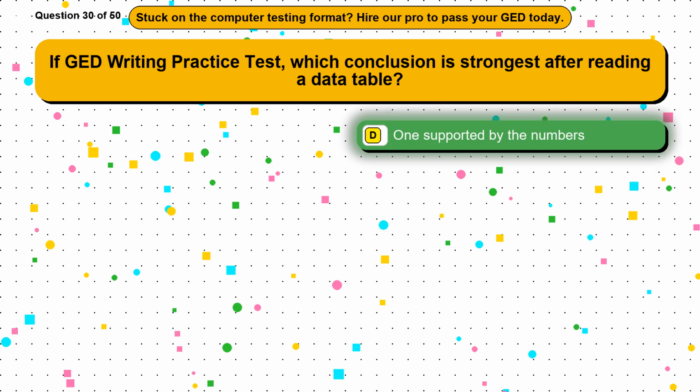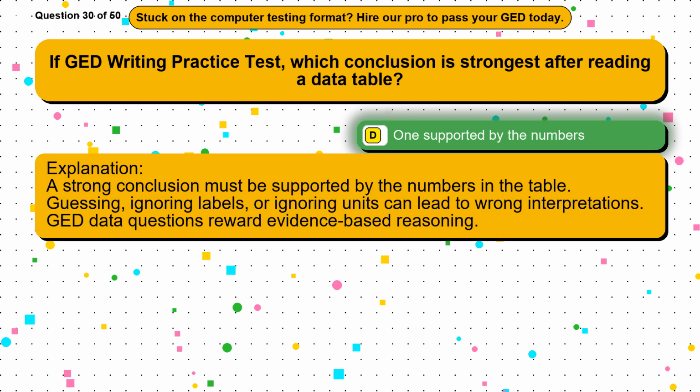The correct answer is option D, one supported by the numbers. A strong conclusion must be supported by the numbers in the table. Guessing, ignoring labels, or ignoring units can lead to wrong interpretations. GED data questions reward evidence-based reasoning.